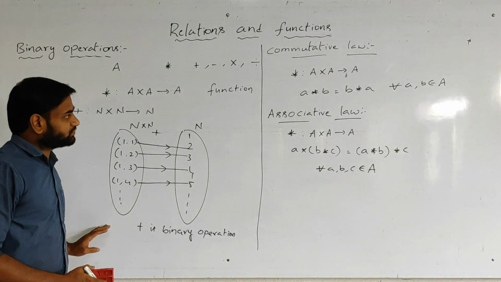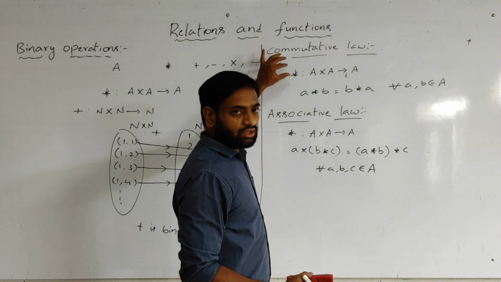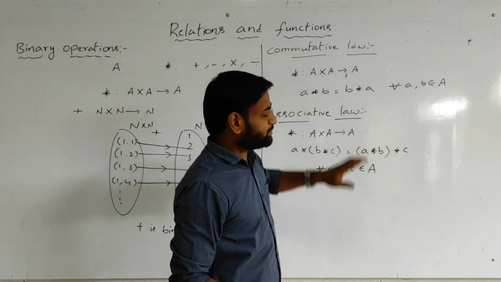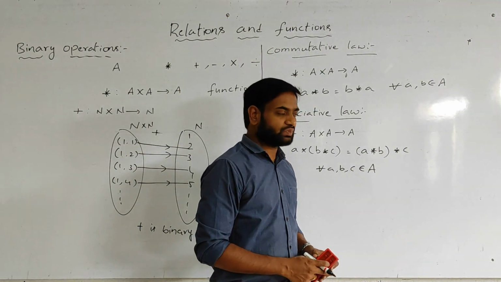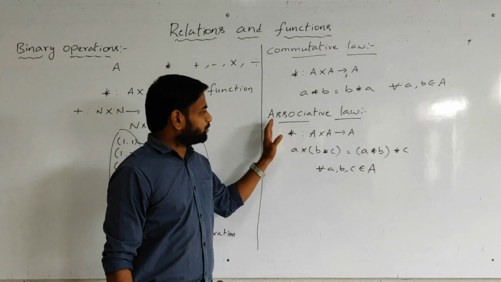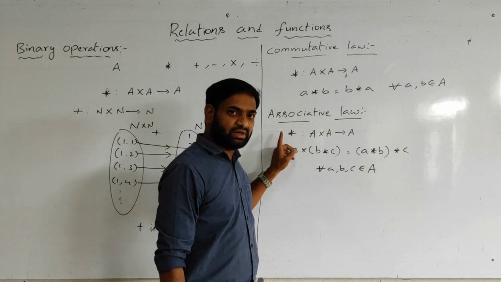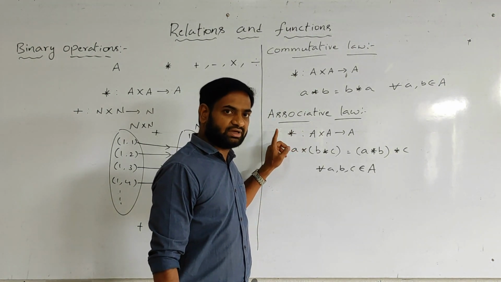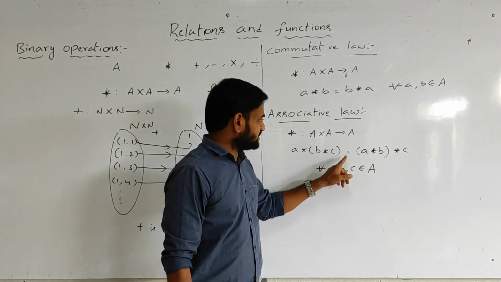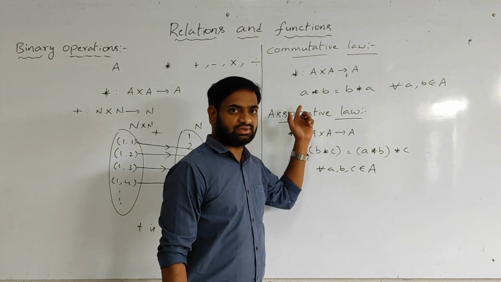I showed the example. And what about the commutative law? I am taking a binary operation. When can you say this binary operation is commutative? When A star B is equal to B star A, where A, B compulsorily belong to capital A. Next, what about the associative law? This star is a binary operation actually. When A star (B star C) is equal to (A star B) star C, then we can say it is the associative law.